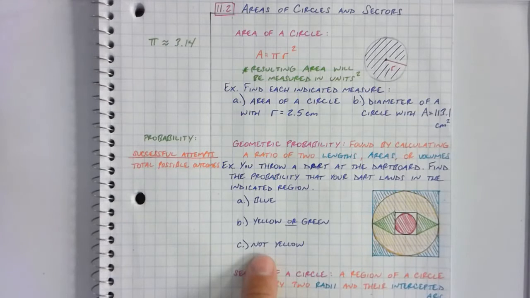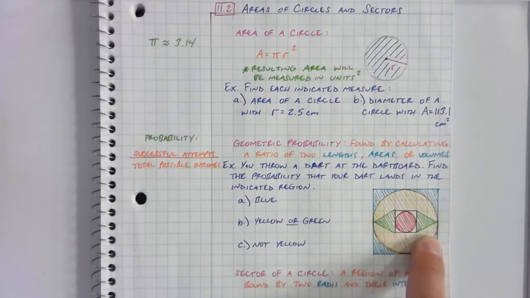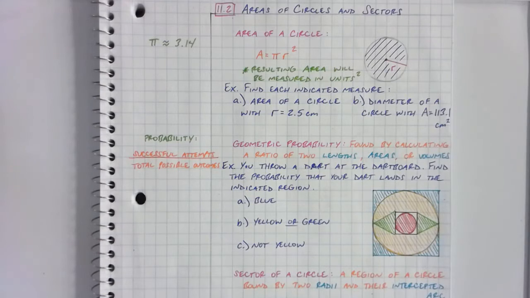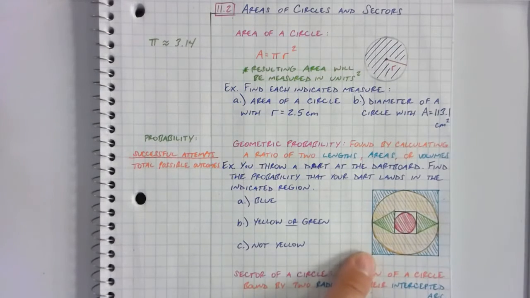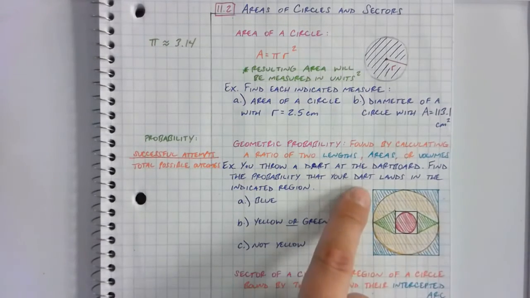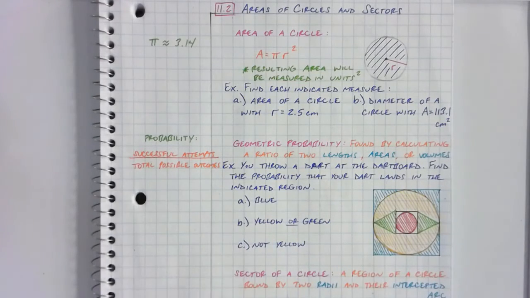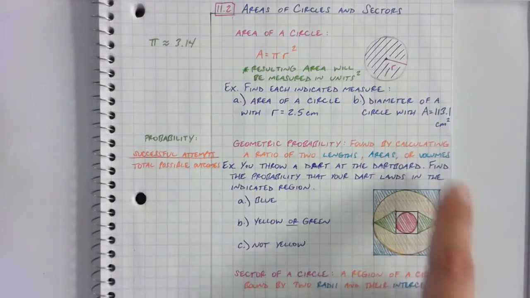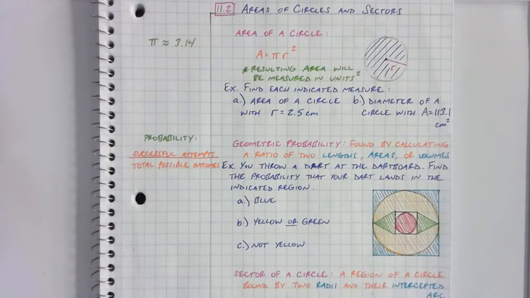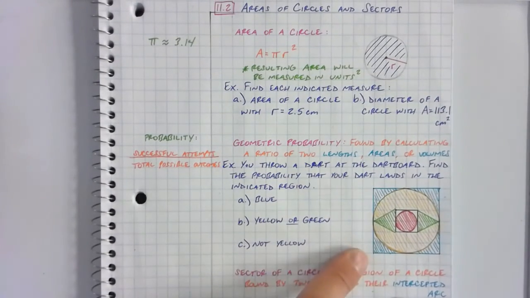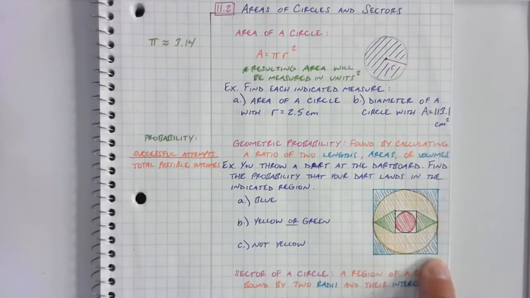For part C, let's discuss the probability of hitting something just not yellow. Okay, so I can't hit any of the yellow region. That also implies that I can hit any other color. So I can hit those blue corners again, and I can find the area just as I did in part A. Take the area of the whole box and subtract out the area of the circle. So that will tell me the probability of hitting each of the blue spots.